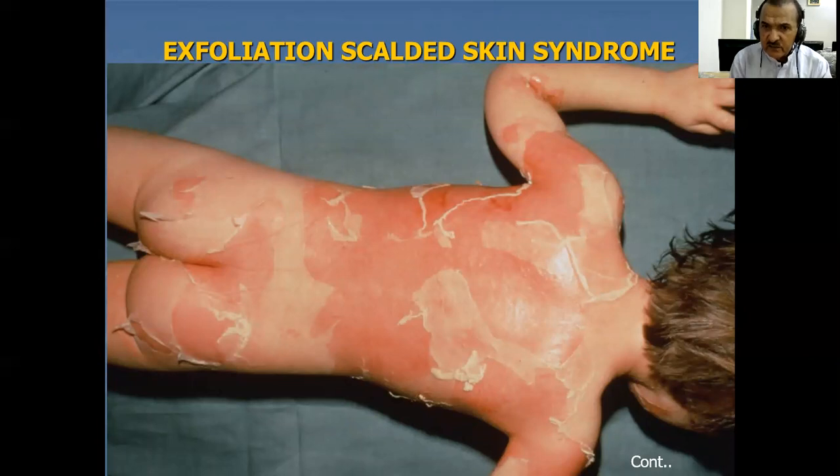Exfoliative skin syndrome. Exfoliation means peeling of the skin, and this disease especially occurs in children. Here is the peeling of the skin. Just as we peel an orange, in the same way this is a disease which occurs in children.